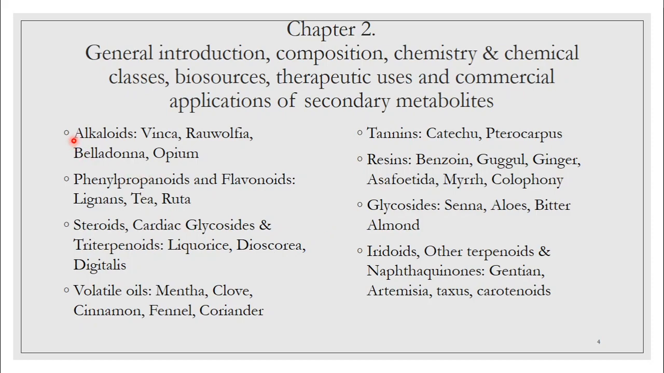The first secondary metabolite is alkaloids. So what are alkaloids? Alkaloids are a class of naturally occurring organic compounds that mostly contain basic nitrogen atoms. Means you have to remember that nitrogen containing phytoconstituents generally are known as alkaloids. Next, phenylpropanoids. The phenylpropanoids are a diverse family of organic compounds that are synthesized by the plant from the amino acids phenylalanine and tyrosine.